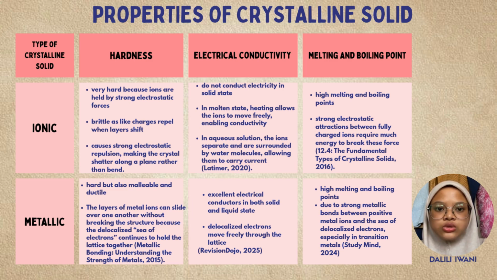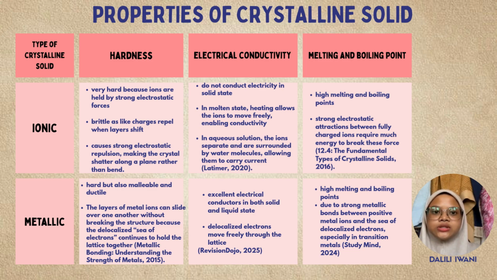In an aqueous solution, the ions separate and are surrounded by water molecules, allowing them to carry current. Ionic solids have high melting and boiling points because the strong electrostatic attraction between fully charged ions requires much energy to break this force. Metallic solids are generally hard but also malleable and ductile.